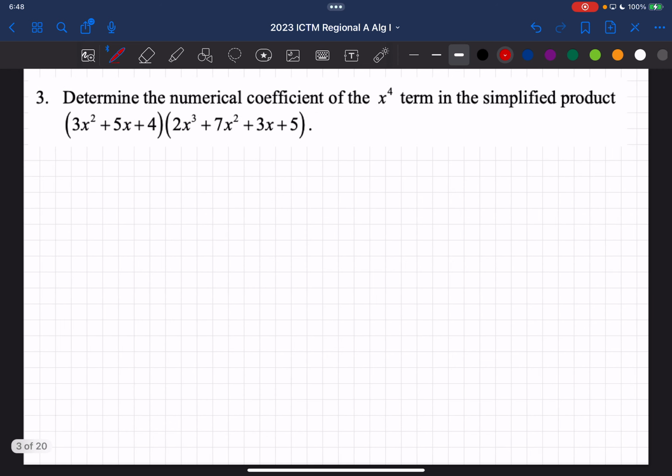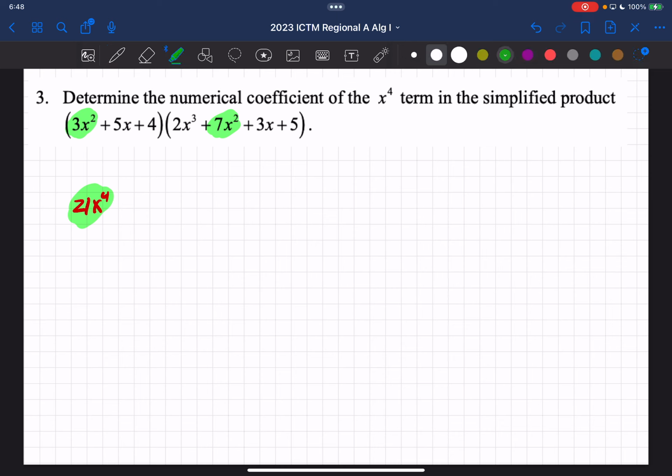All right. Number 3, determine the numerical coefficient of x to the 4th. Now, some people probably tried to multiply the whole thing out. And if you did, hats off to you. It works. But I want to show you a slightly easier way to think about it. If I want x to the 4th, and I'm multiplying with this, which term over here is going to do that? Only that one. So that means if I multiply those two, we get 21x to the 4th.